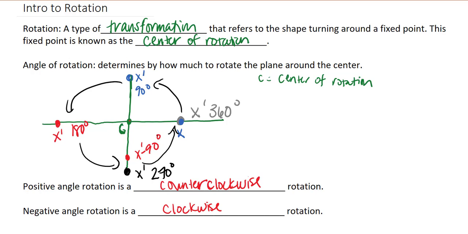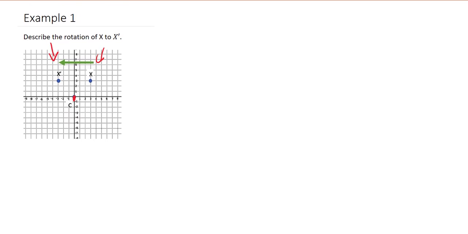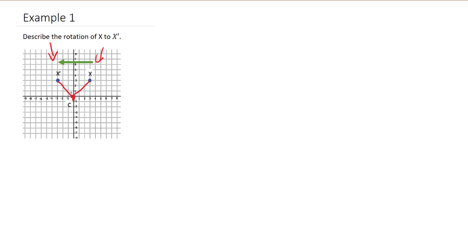So now let's look at some examples. Example 1, we're going to describe the rotation of x to x prime. Notice we have this arrow here that kind of shows where we're going. So here's our x, and we're going to end up here. Notice we have our center of rotation around the origin. That's what's here to show you the C. Now if we're going from here all the way to here, it's the exact location, like this.